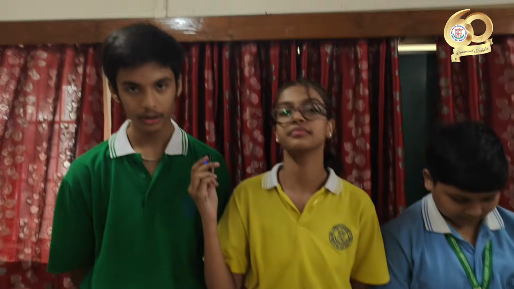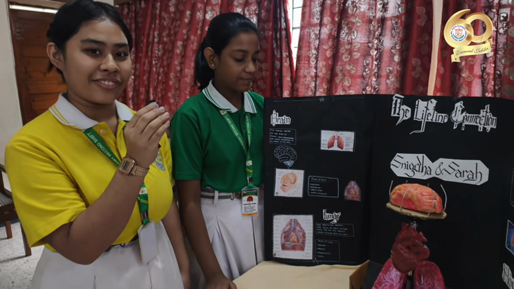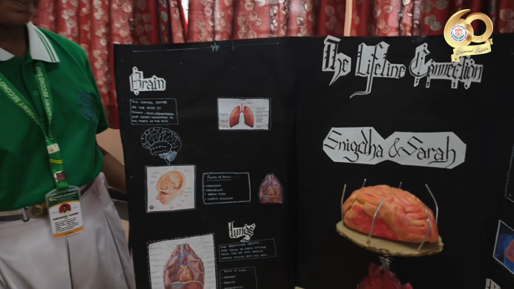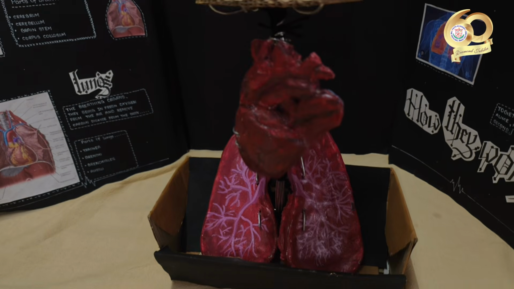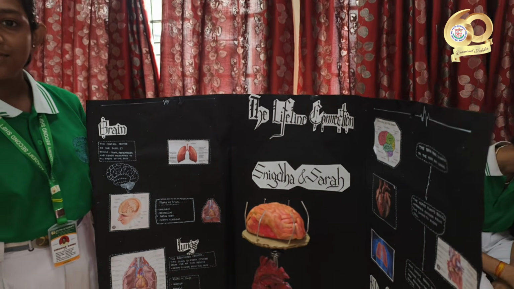So here's our project, our model called the lifeline connection. Let's start with the human brain. The brain is the control center of the human body. It has billions of neurons, and the brain has three main parts called the cerebrum, cerebellum, and the brainstem.